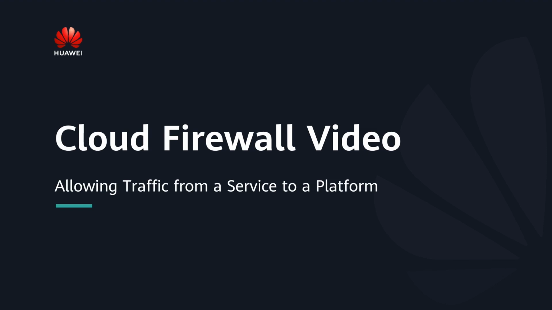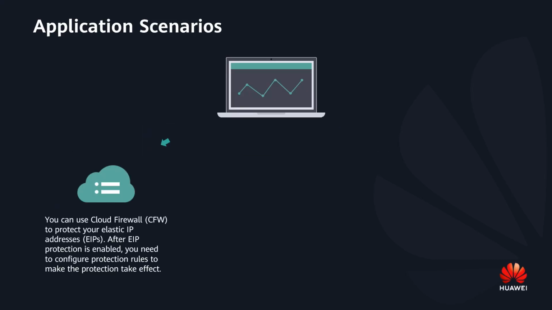Huawei Cloud Firewall Video. Allowing traffic from a service to a platform. You can use Cloud Firewall (CFW) to protect your elastic IP addresses (EIPs). After EIP protection is enabled, you need to configure protection rules to make the protection take effect.